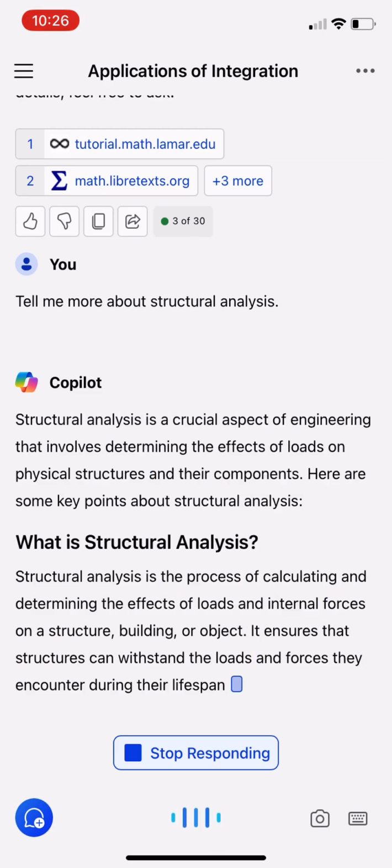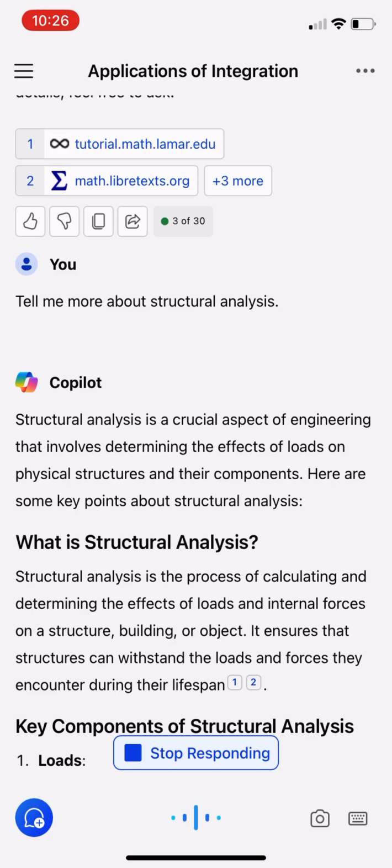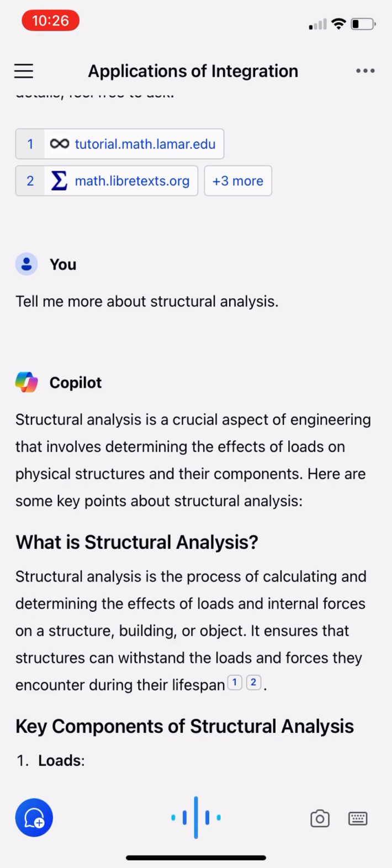Structural analysis is a crucial aspect of engineering that involves determining the effects of loads on physical structures and their components. Here are some key points about structural analysis. What is structural analysis? Structural analysis is the process of calculating and determining the effects of loads and internal forces on a structure, building, or object. It ensures that structures can withstand the loads and forces they encounter during their lifespan.